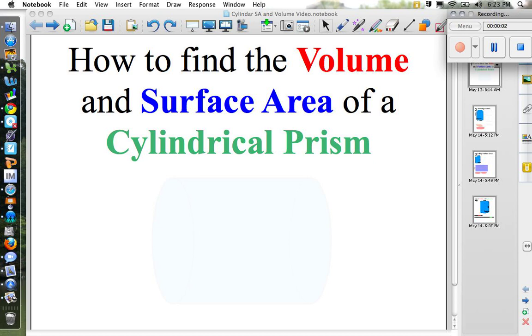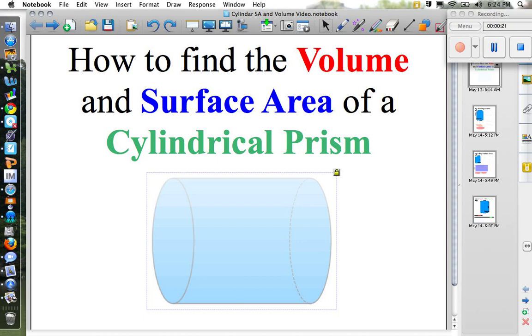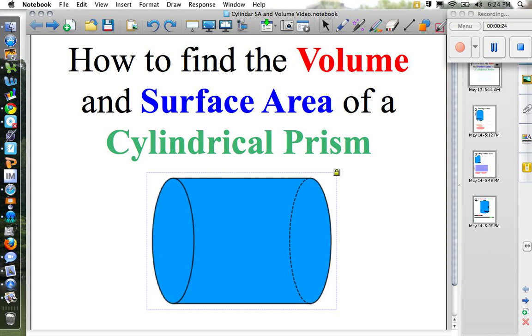All right, today we are going to find the volume and the surface area of a cylindrical prism. Basically, we're just talking about a cylinder. Remember, yesterday we found the volume and surface area of a rectangular prism, which was like a box. Today we're finding a cylindrical prism, or a cylinder like this.